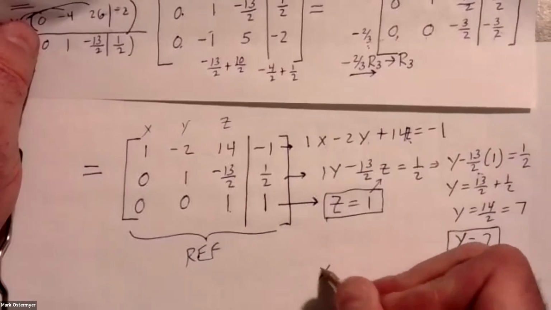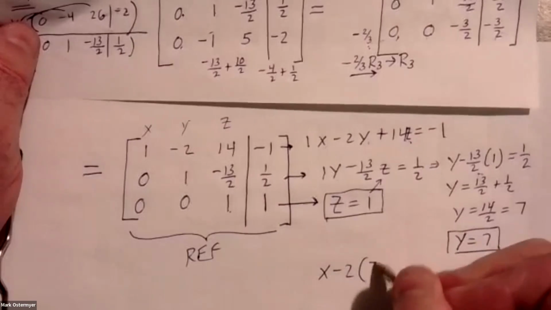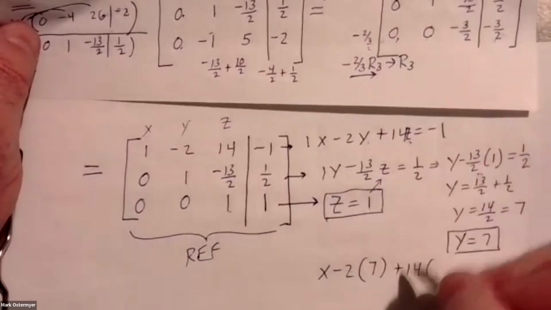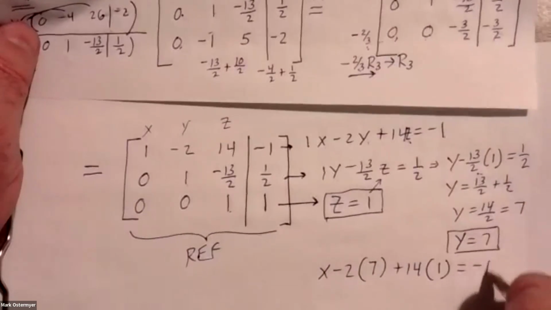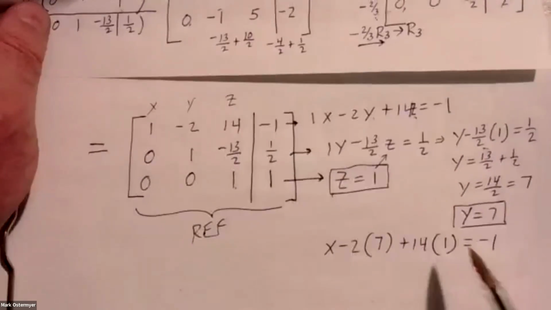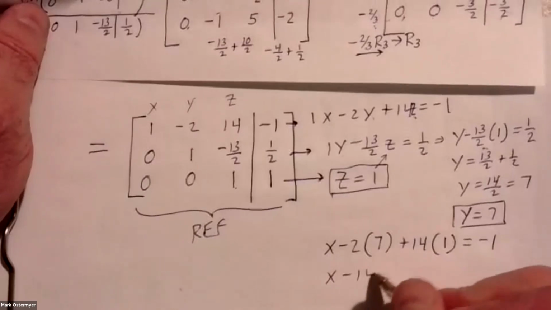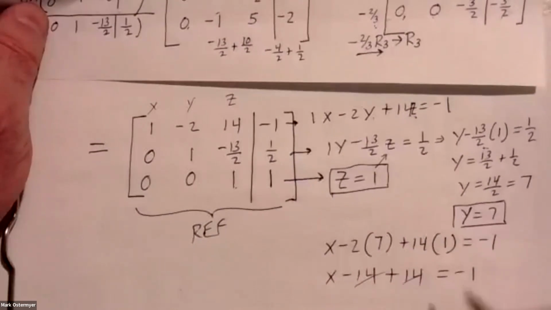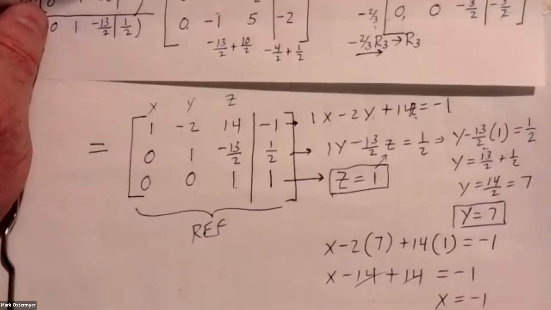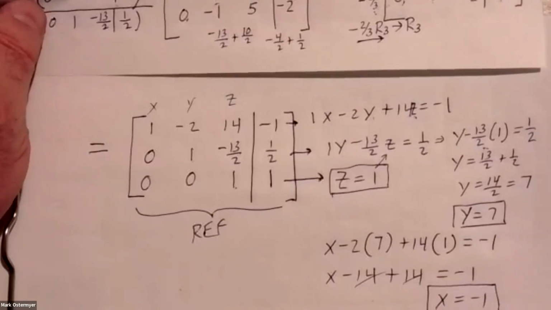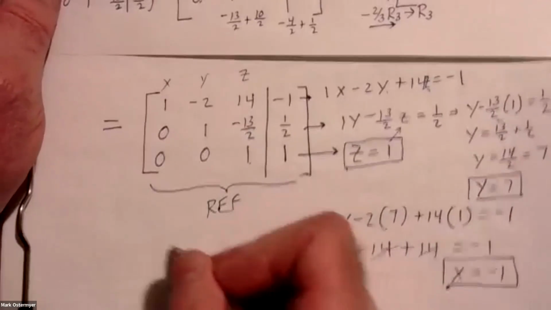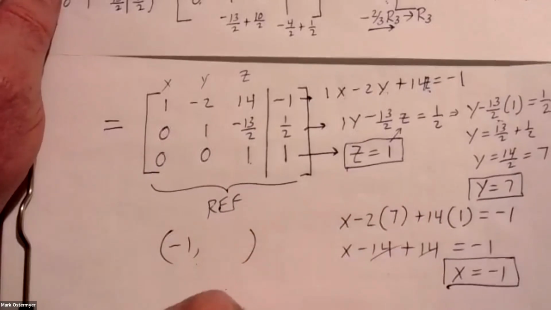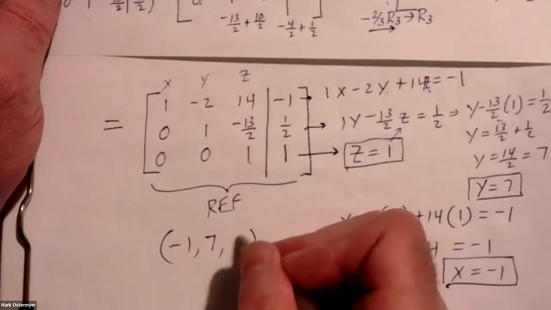So therefore we'll have x minus 2 times y being 7, plus 14 times z taking on the value of 1, equals -1. Now we just solve for x. So we got x minus 14 plus 14 equals -1. These drop, and x is equal to -1. We're finally done. So our ordered triple solution to this system of 3 linear equations and 3 unknowns, the x coordinate is -1, the y coordinate is 7, the z coordinate is 1.